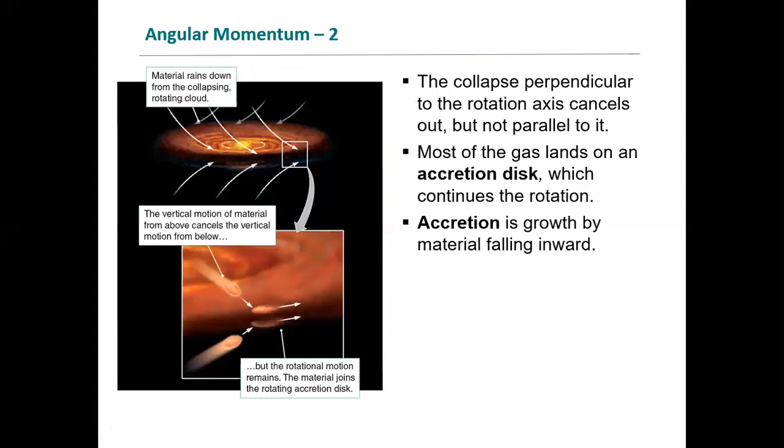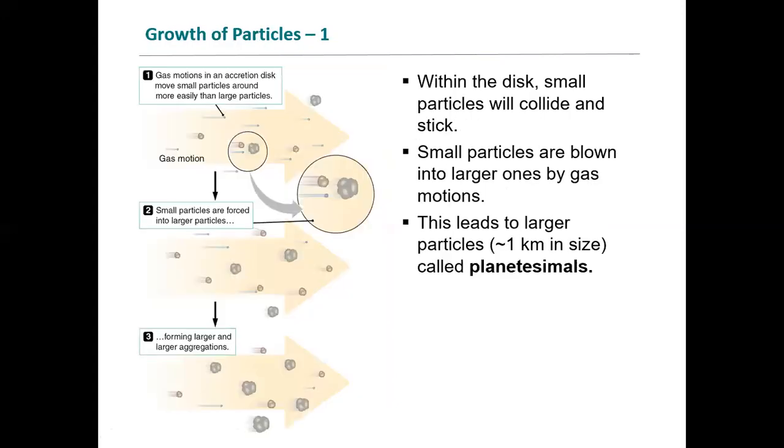So the collapse perpendicular to the rotation axis is halted because of the angular momentum issues, but not parallel to it. Most of the gas lands on the accretion disk, which continues the rotation. Accretion is the growth by material falling inward. So slowly all that material falling inward to the clumpy spots will form the planetesimals and all that good stuff.